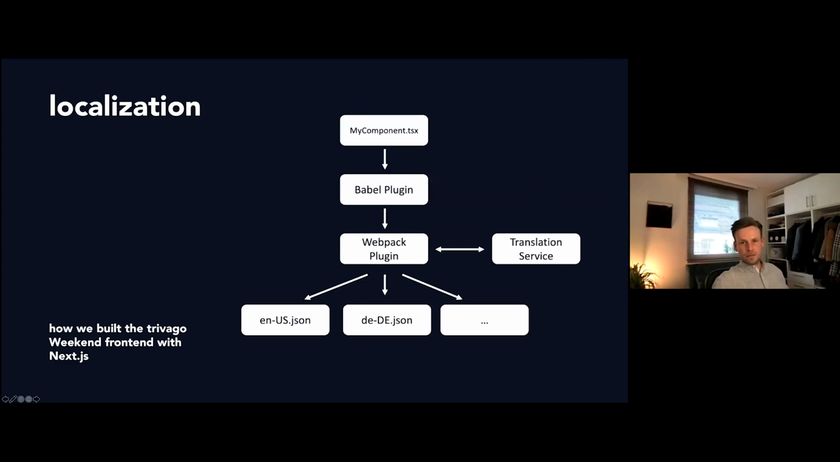And so in order to automatically collect all the snippets that we are using throughout our app, we had to build a couple of plugins into our build system. So on top, you see this file that I just showed you. It first gets processed by a Babel plugin that adds some more information about which snippets are used in this file. And then Webpack picks this information up and calls our translation service to get the translations for all languages and all snippets. And from this information, Webpack creates finally our translation files.